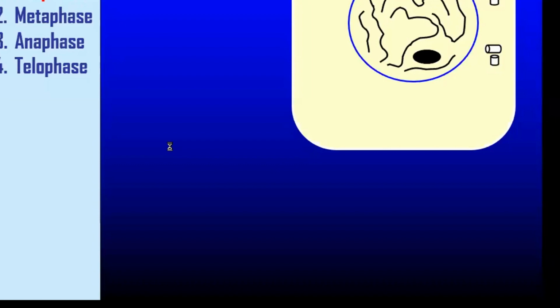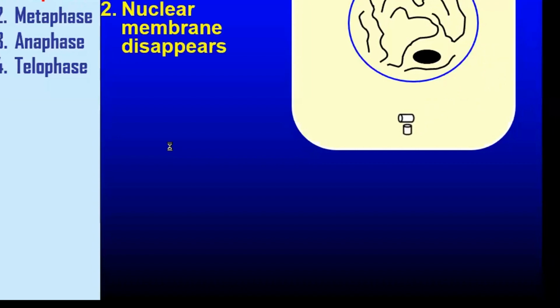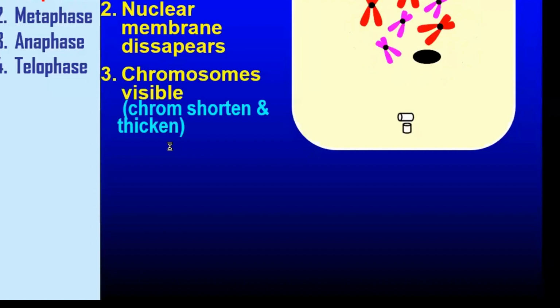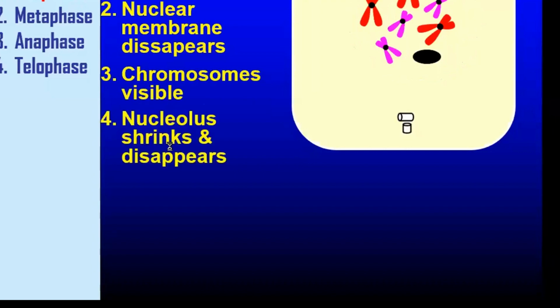Okay, guys, let's start. So first point, centrioles move to opposite poles. What's your next point? Nuclear membrane disappears. Chromosomes become visible. And then nucleolus shrinks and disappears. Guys, how many points for prophase? Four. Okay, next.